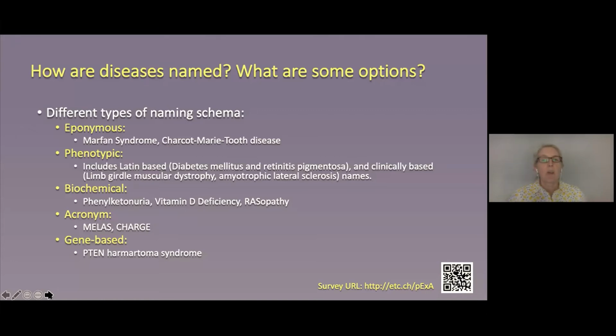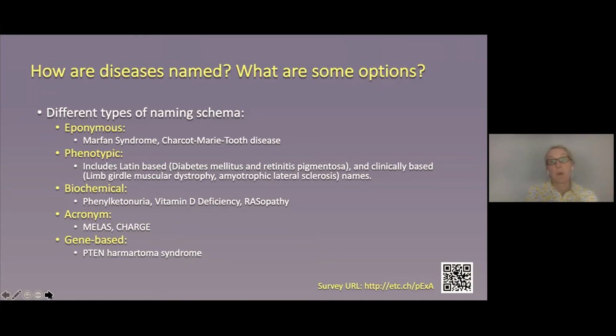Even still, we have 30,000 genes in our genome, and at last time when OMIM published, about 15,000 of those associated with disease. So that leaves about 15,000 left that may or may not be associated. And again, whether at a monogenic or a polygenic risk, that's yet to be determined. But currently, the different naming schema that we go through for disease nomenclature is going to include eponymous names.